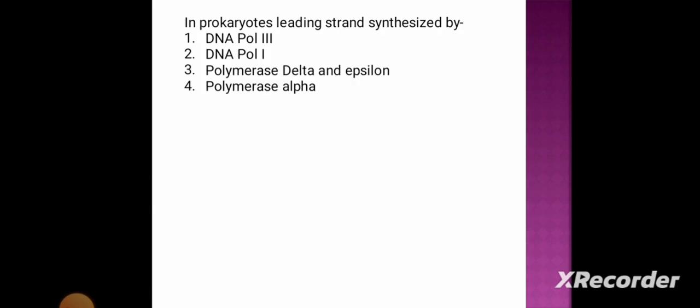The first question. In prokaryotes, the leading strand is synthesized by option 1, DNA polymerase 3, option 2, DNA pol 1, option 3, polymerase delta and epsilon, option 4, polymerase alpha. And the correct answer is option 1, that is DNA pol 3.